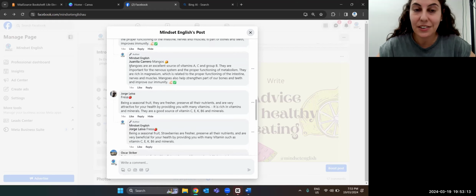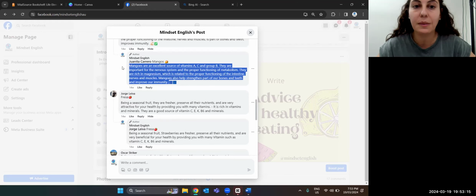Juanita said mangoes. So she's picked something that's healthy. Mangoes are an excellent source of vitamin A, C, and group B. They are important for the nervous system and for proper functioning of metabolism. They are rich in magnesium, which is related to proper functioning of the intestine, nerves, and muscles. Mangoes also help strengthen part of our bodies, our bones and teeth, and improve our immunity.